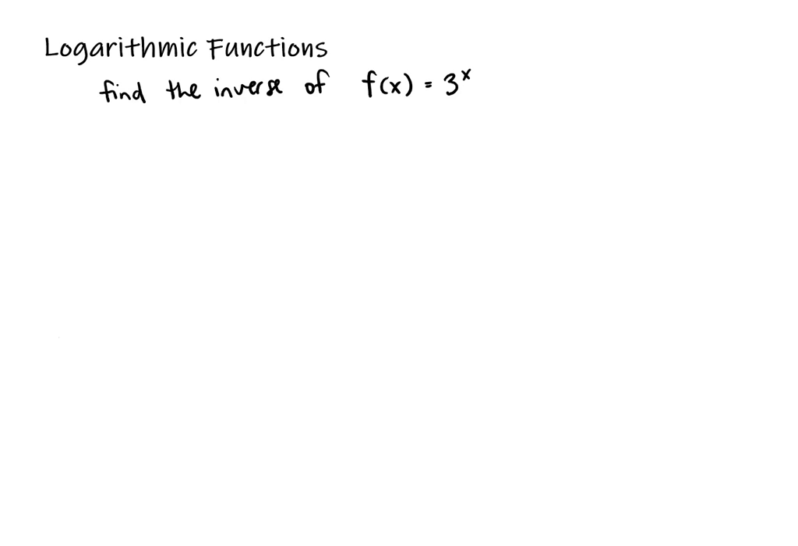Suppose that you have a function f of x that's equal to 3 to the power of x. We know that all the exponential functions are 1 to 1, so therefore it does have an inverse. So let's go ahead and try to find that inverse.